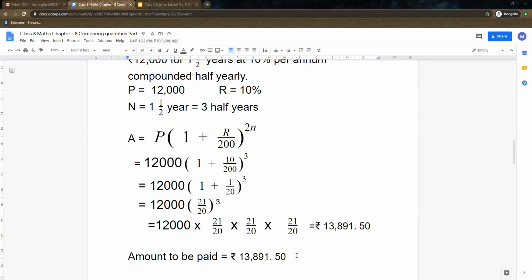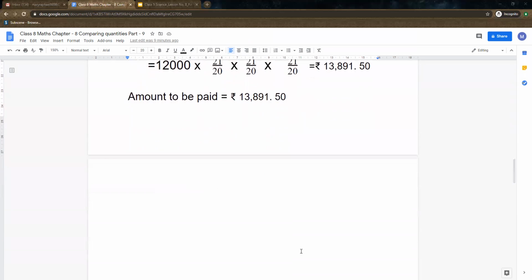So directly compound interest is not asked. So directly after using the formula we are getting the amount. So the amount to be paid equals rupees 13,891.50. This way, very easily using this formula, we can calculate the interest half yearly, and yesterday we learned it for yearly. Now I am explaining a few examples or illustrations which are given in your textbook.